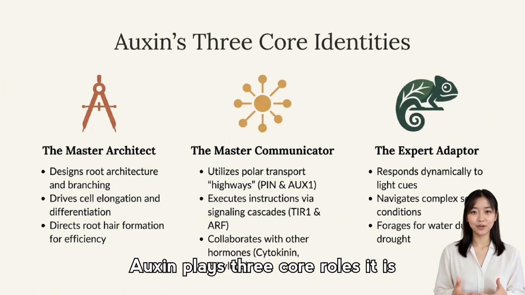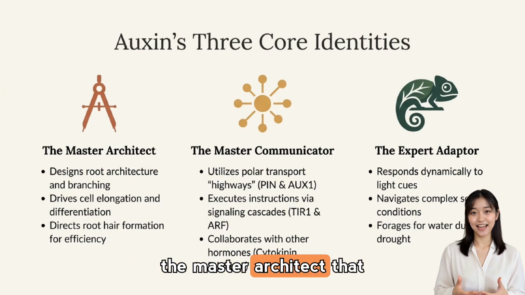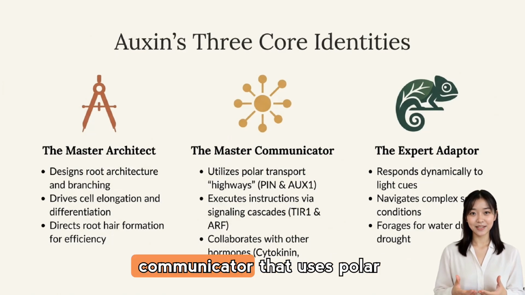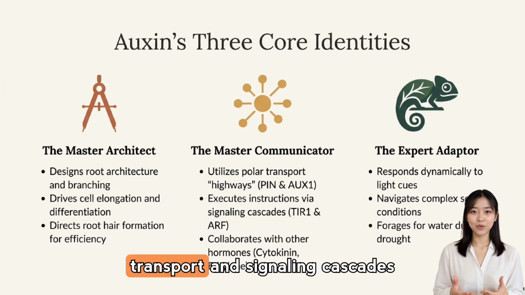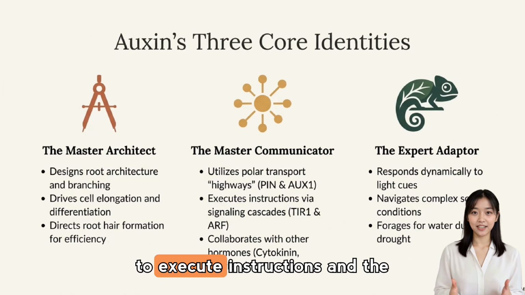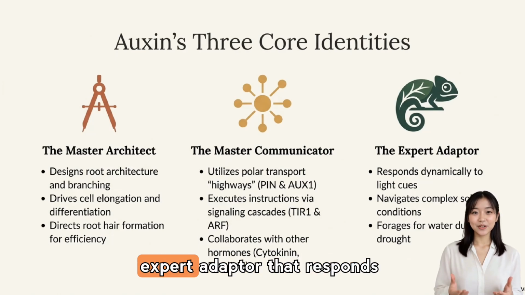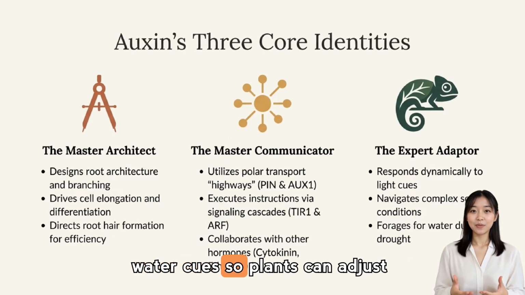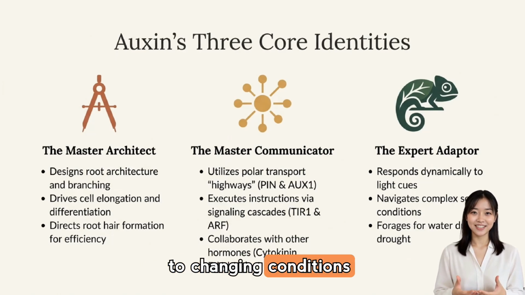Auxin plays three core roles. It is the master architect that designs root patterns and drives cell differentiation, the master communicator that uses polar transport and signaling cascades to execute instructions, and the expert adapter that responds dynamically to light, soil, and water cues so plants can adjust to changing conditions.